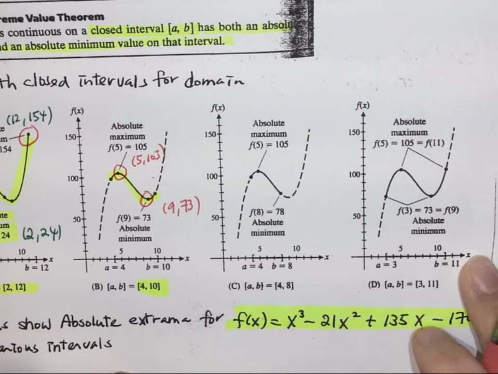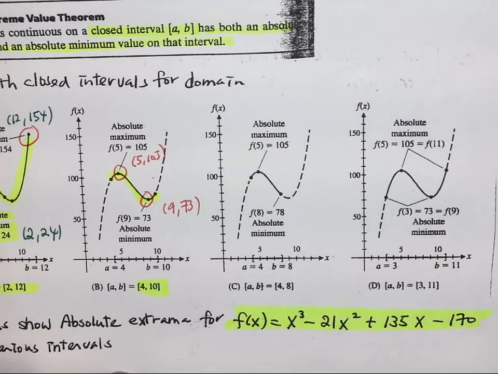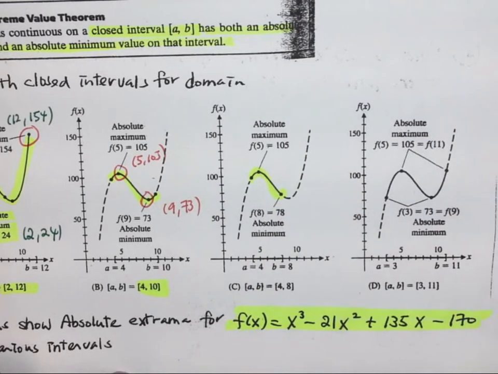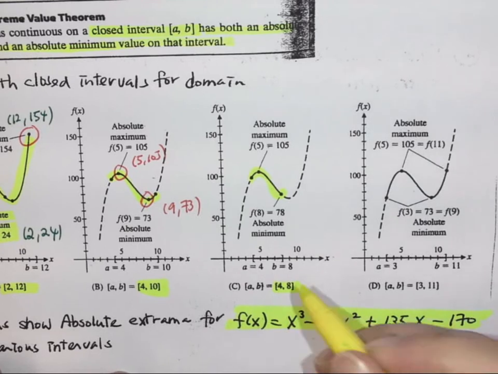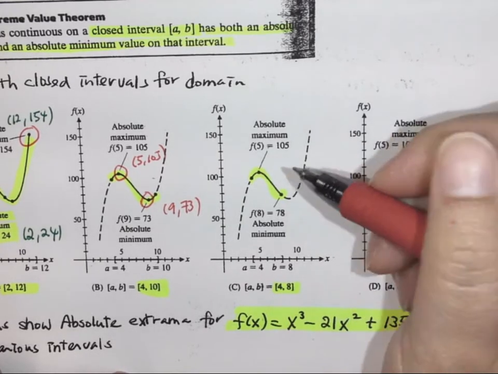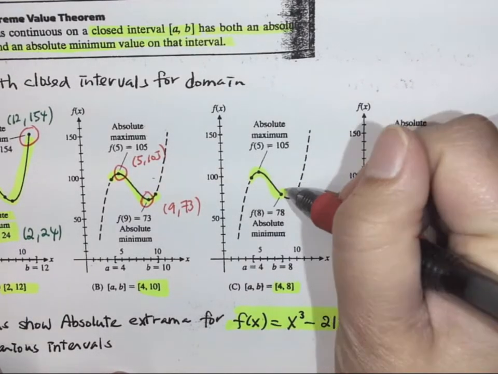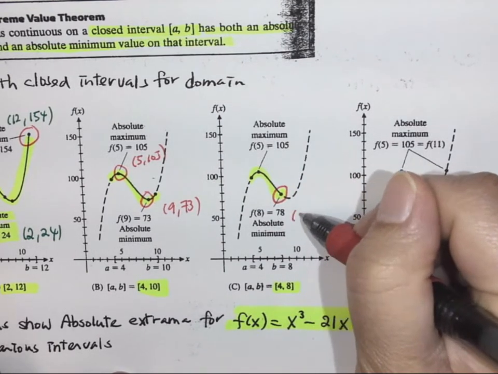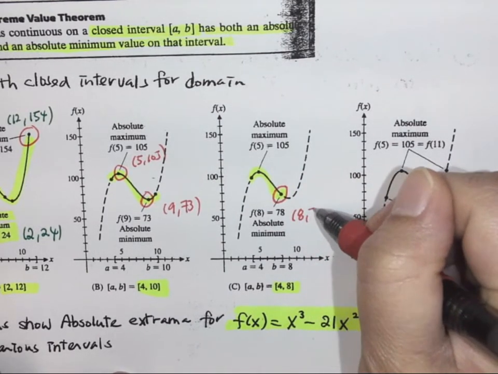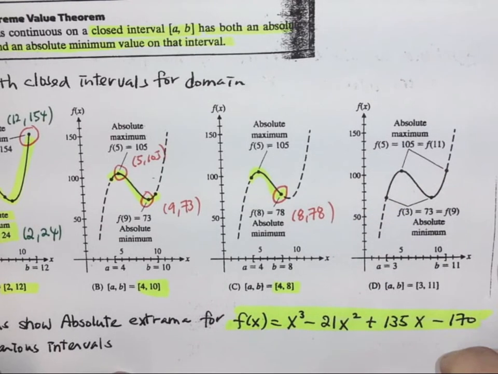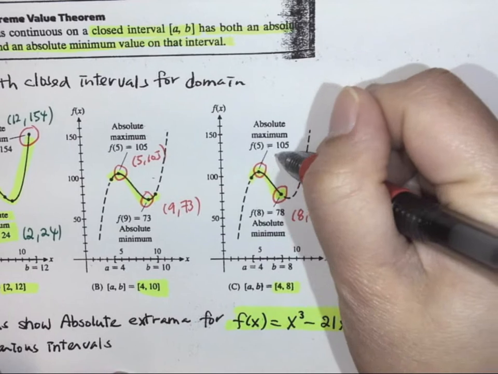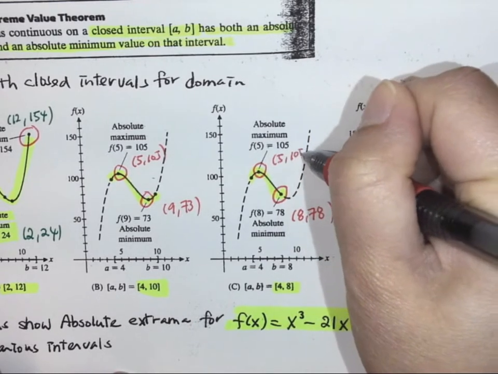And the next picture, they are still using the same function, but this time they're going to cut it in a different closed interval, starting from 4 and ending at 8 for the x value. So my lowest point is this guy, which is my absolute minimum when x equal to 8, y equal to 78. And then my highest point of the graph is this guy when x equal to 5, y equal to 105.